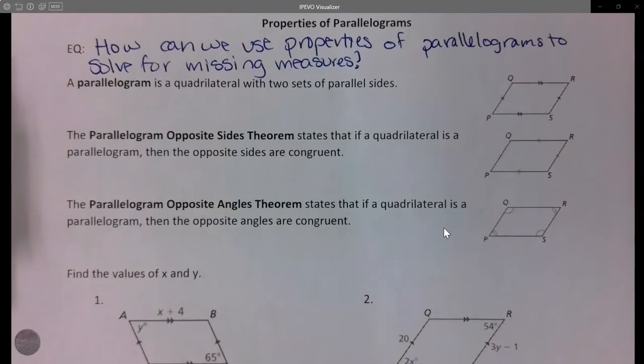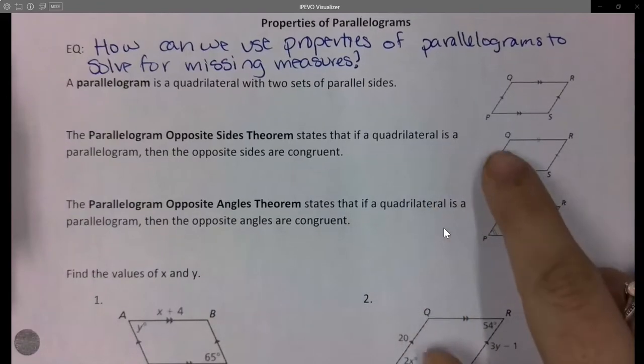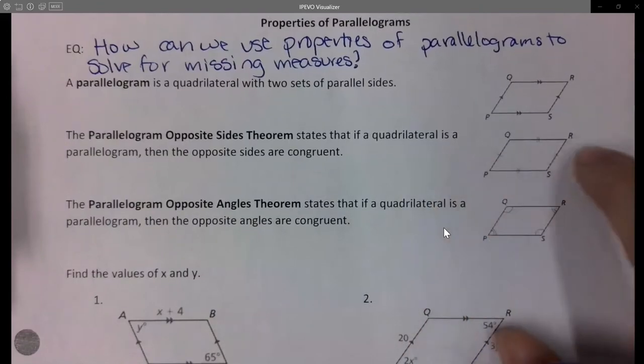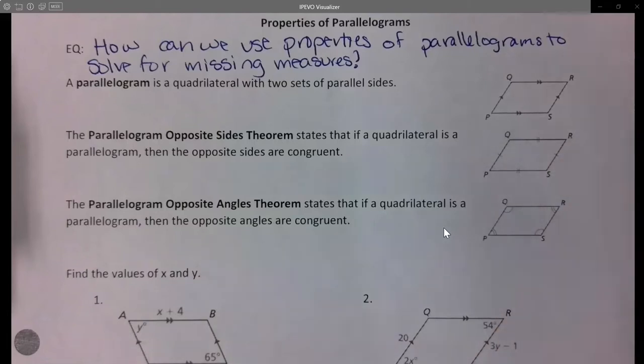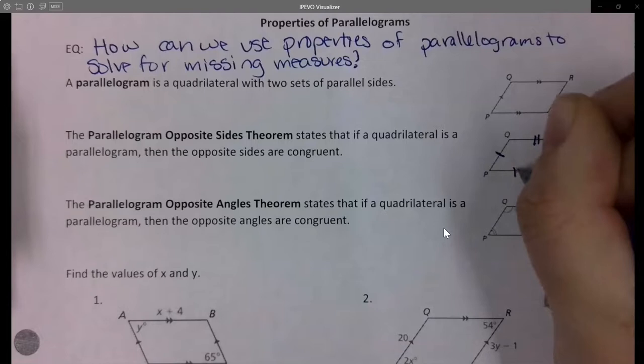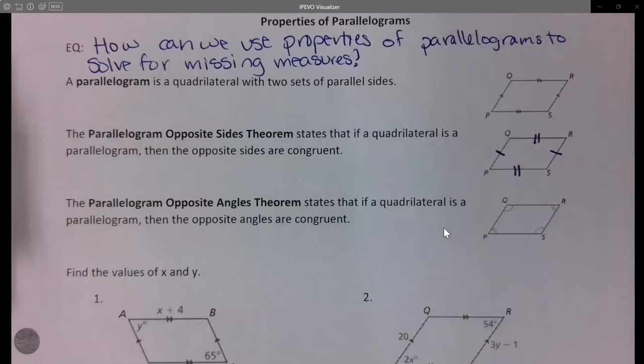The parallelogram opposite sides theorem states that if a quadrilateral is a parallelogram, then the opposite sides are congruent. So here I have QP and RS are congruent. You can see that by the one tick mark. And then I have QR and PS are congruent by the double tick mark.